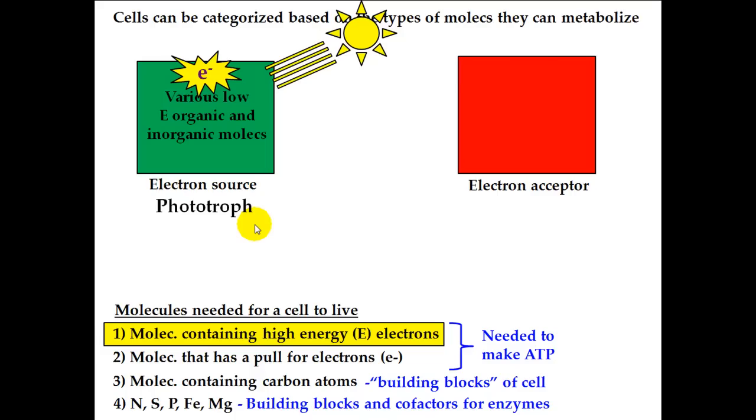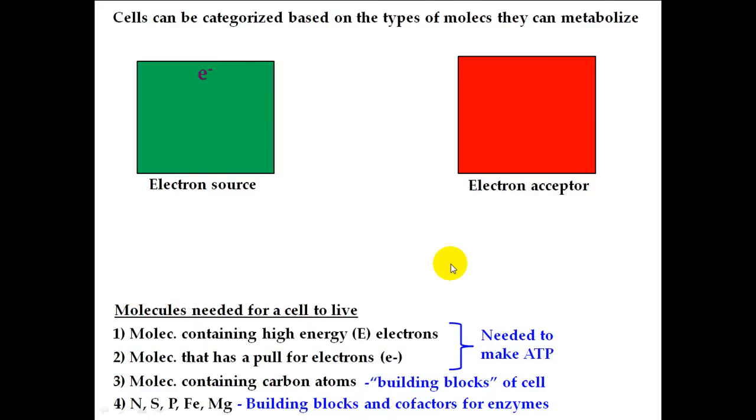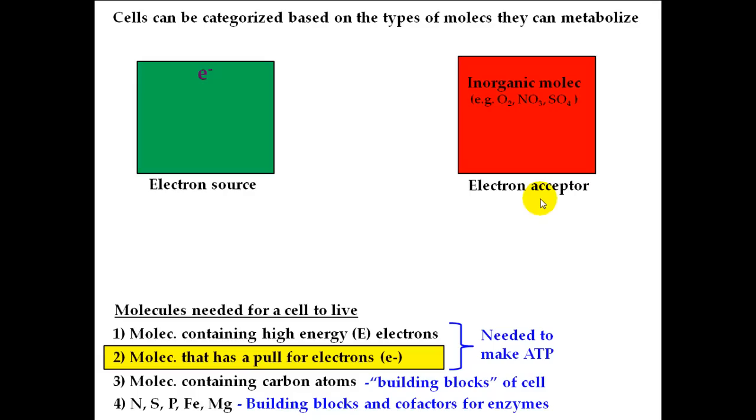You can also categorize cells not only based off of what they use as an electron source, but also what they use as an electron acceptor. Here are some of the categories for that. There are some cells that use inorganic molecules like oxygen, nitrate, and sulfate as their electron acceptor. By definition, a cell that uses an inorganic molecule as its electron acceptor is called a respirator. In other words, it's said to be performing respiration.